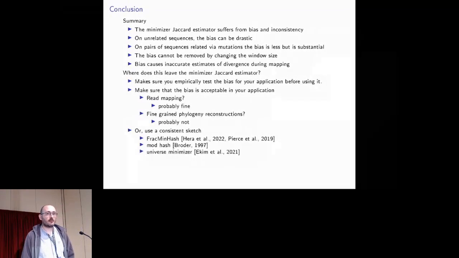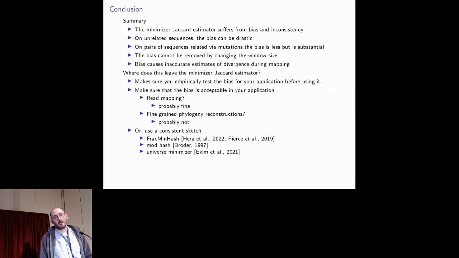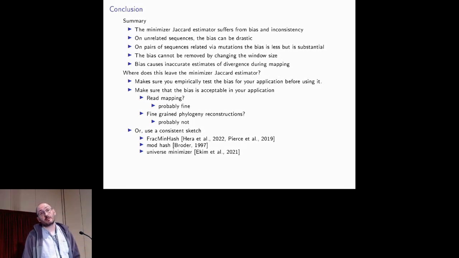So where does this leave the minimizer Jaccard estimator? On one hand, you could say, maybe that bias is not so big, right? 1% versus 1.4% divergence. If I'm doing something like read mapping, it maybe doesn't make a big difference, and that's fine, and you can keep on using it. Or you might say, I'm doing fine-grained phylogeny reconstruction, and the difference between 1 and 1.4% is actually huge, and then you should probably use something else. I guess the take-home message is to empirically test on the type of data you expect to understand what kind of bias you would expect.